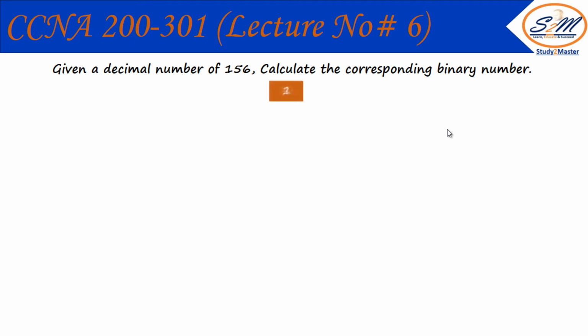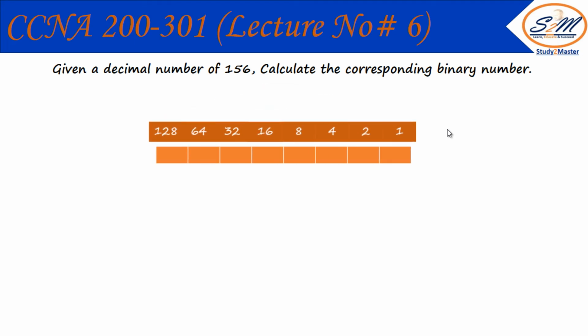A given decimal number of 156. Calculate the corresponding binary number. We construct a binary table: 1, 2, 4, 8, 16, 32, 64, 128. As I told you, try to make it for yourself, and keep in mind it makes the process of how to convert from decimal to binary very easy. Is 156 greater than or equal to 128? We look at the heading columns of 128, 64, 32, 16, 8, 4, 2, 1.